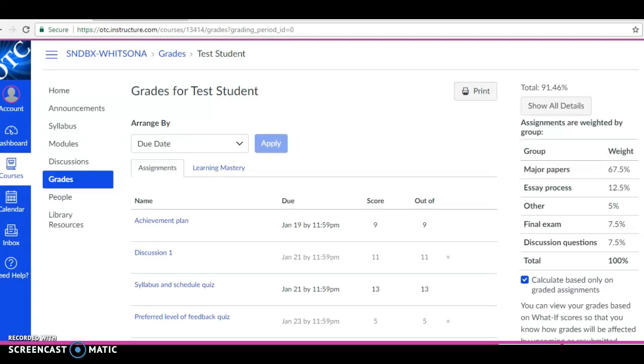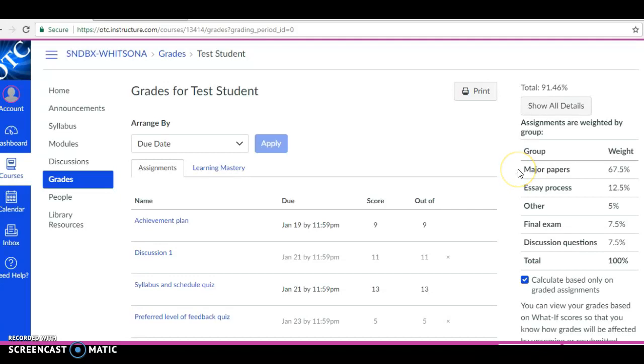This video will help you understand weighted grades in your class. So this is the grade page on Canvas. Yours should look similar to this. In this class, I've got it set up with different weighted graded categories, different assignment groups.